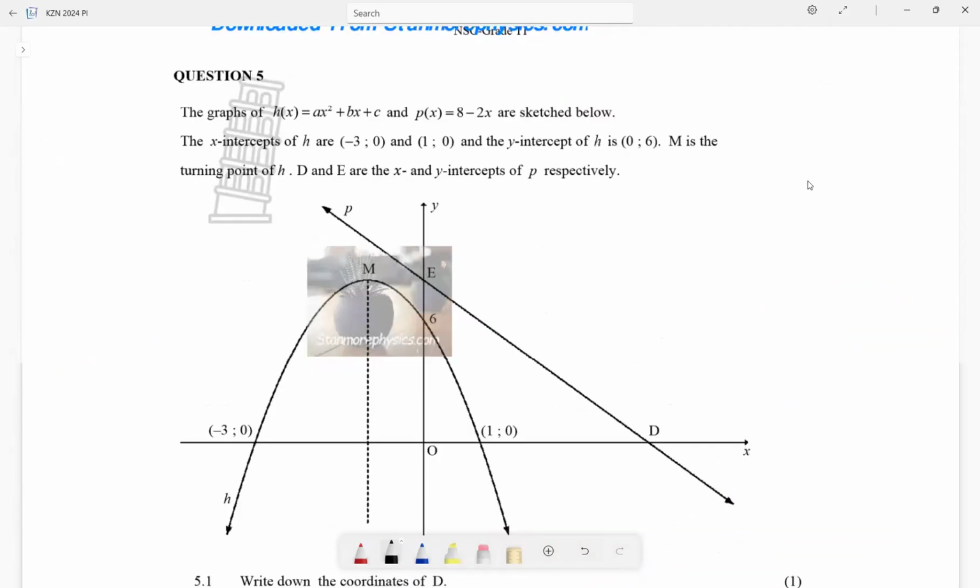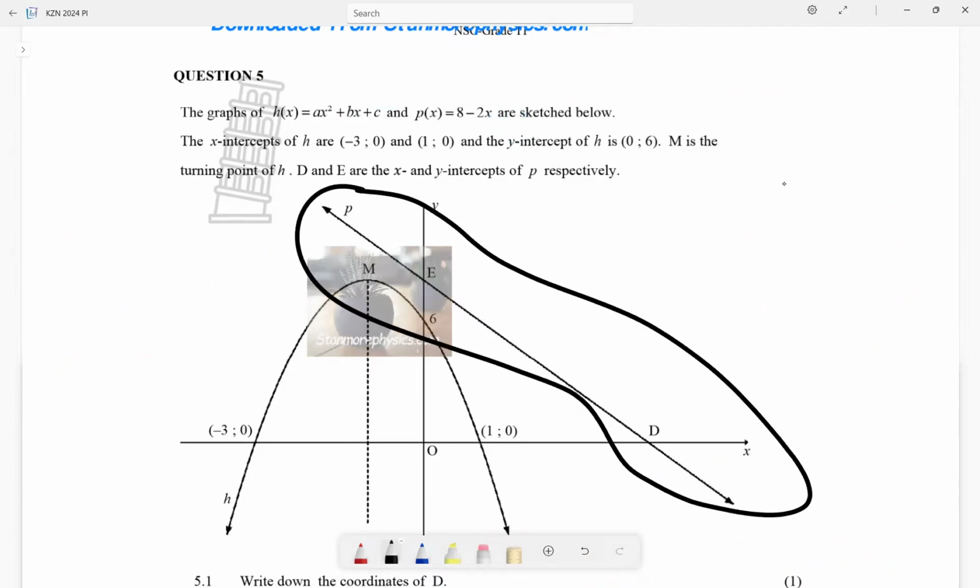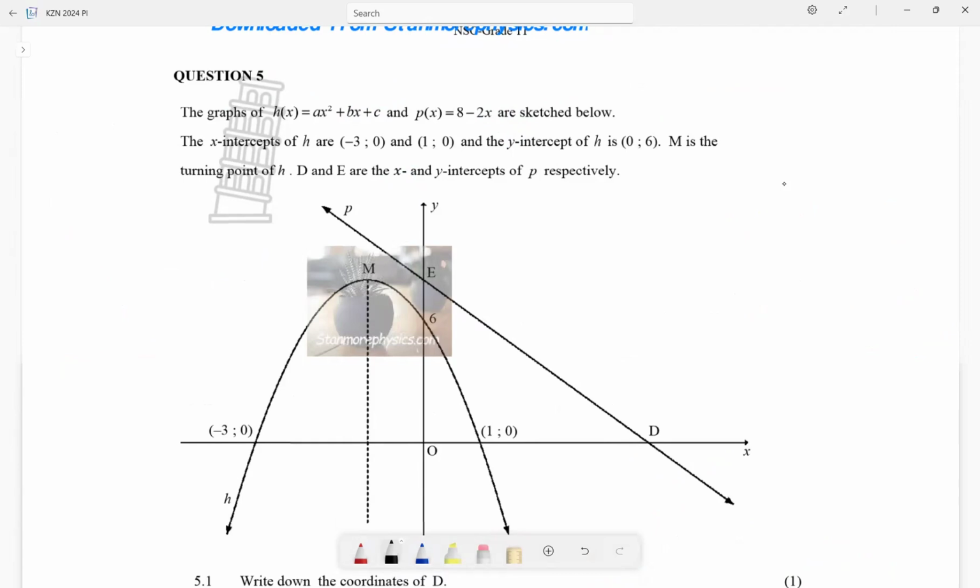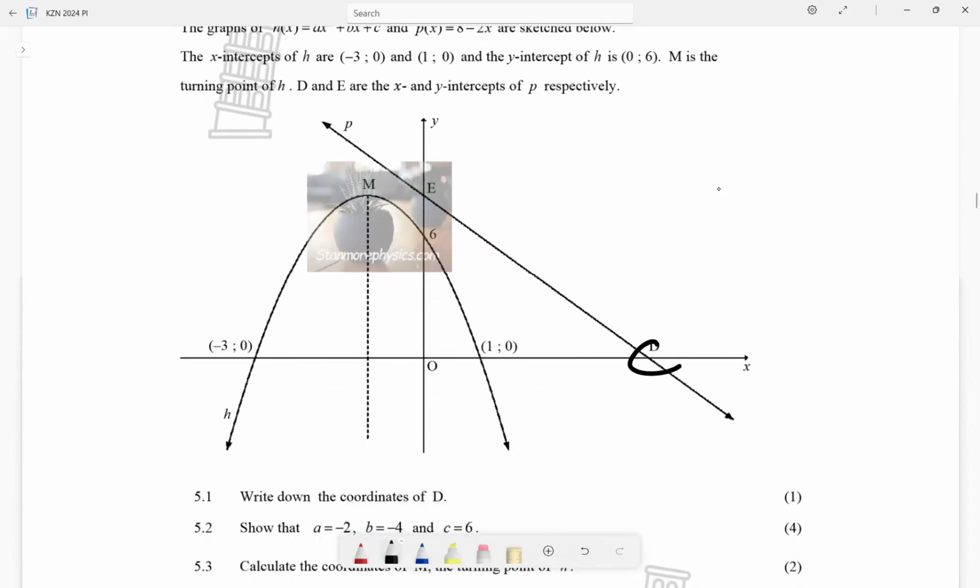All right, now let's move on to the last part of the question paper, question 5. It says the graph of h(x) is equal to ax squared plus bx plus c, and this is a parabola, and this is a straight line. We're given the straight line here, where the x-intercepts of h are this one as well as this one, and the y-intercept of h is (0, 6). Here M is a turning point, and D and E are the x and y intercepts of p respectively.